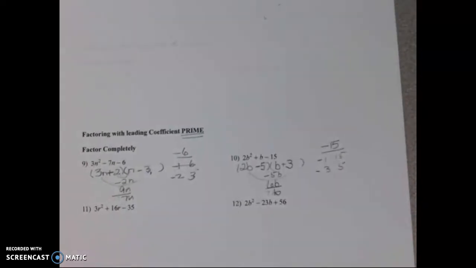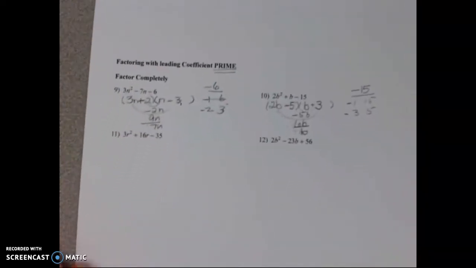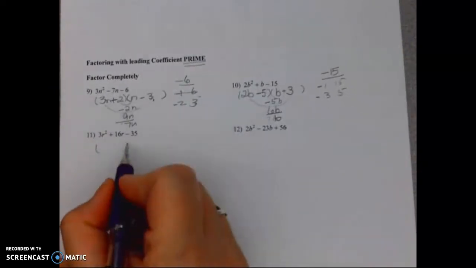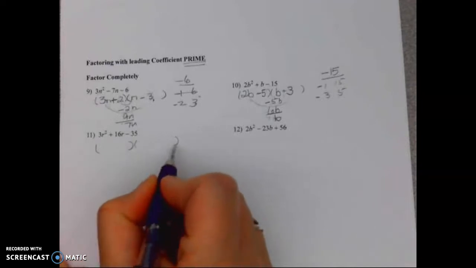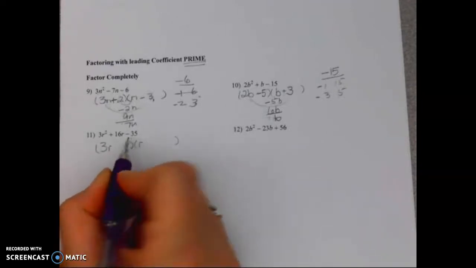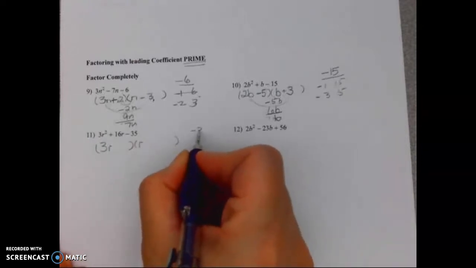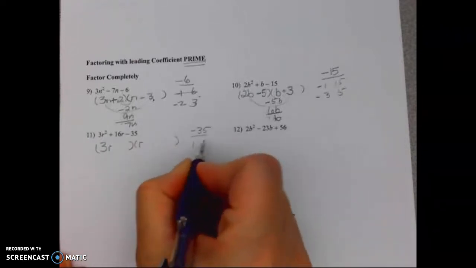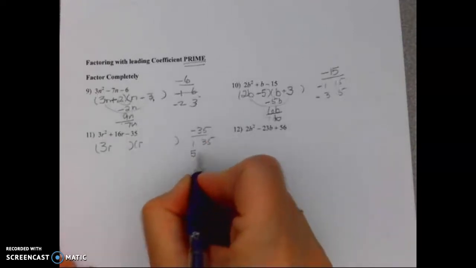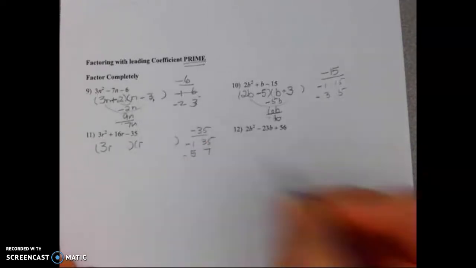Okay, I'm just going to do one more with you. And then I'll just write the answer for the other one. You can do that one on your own. This is 3r and r. Factors of negative 35 are 1 and 35, 5 and 7. Let's try this.